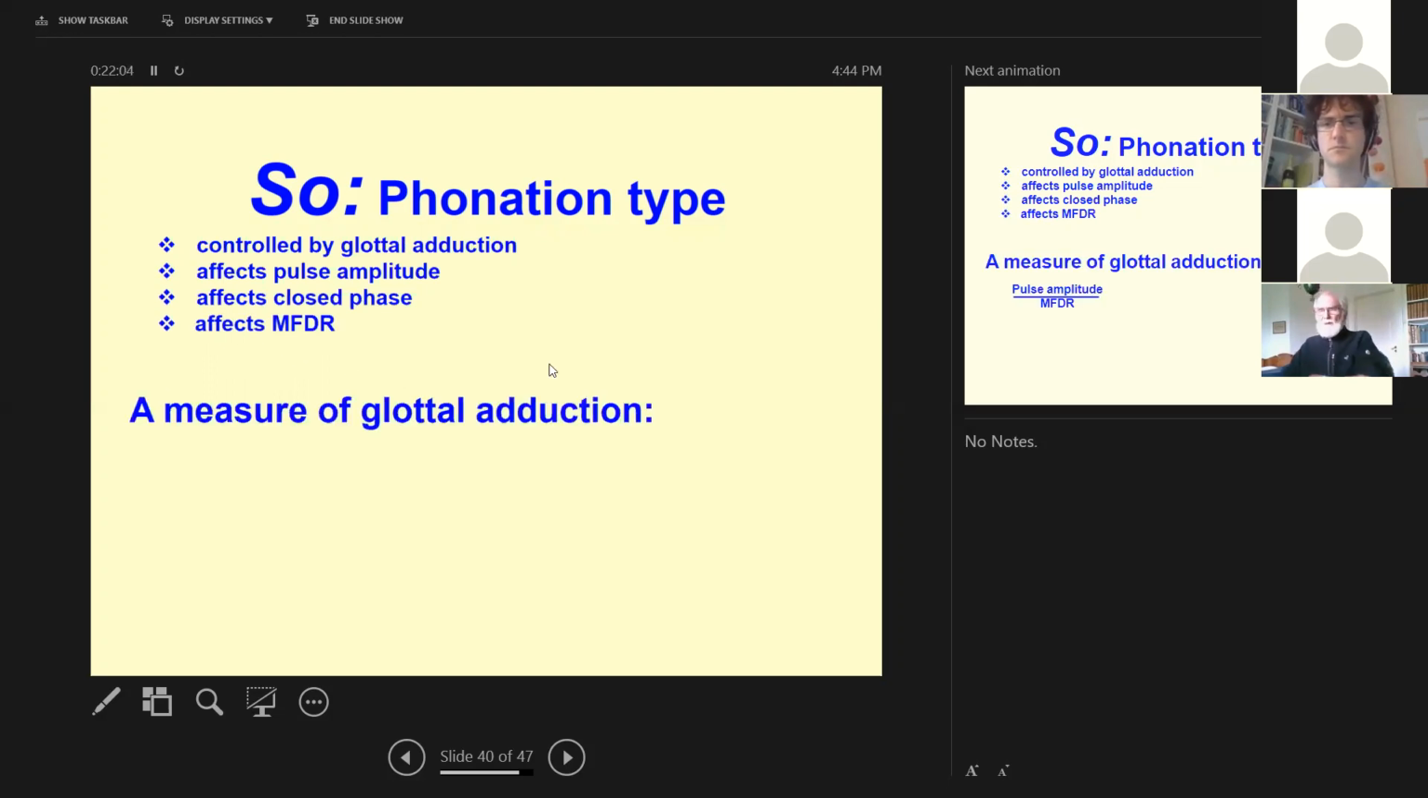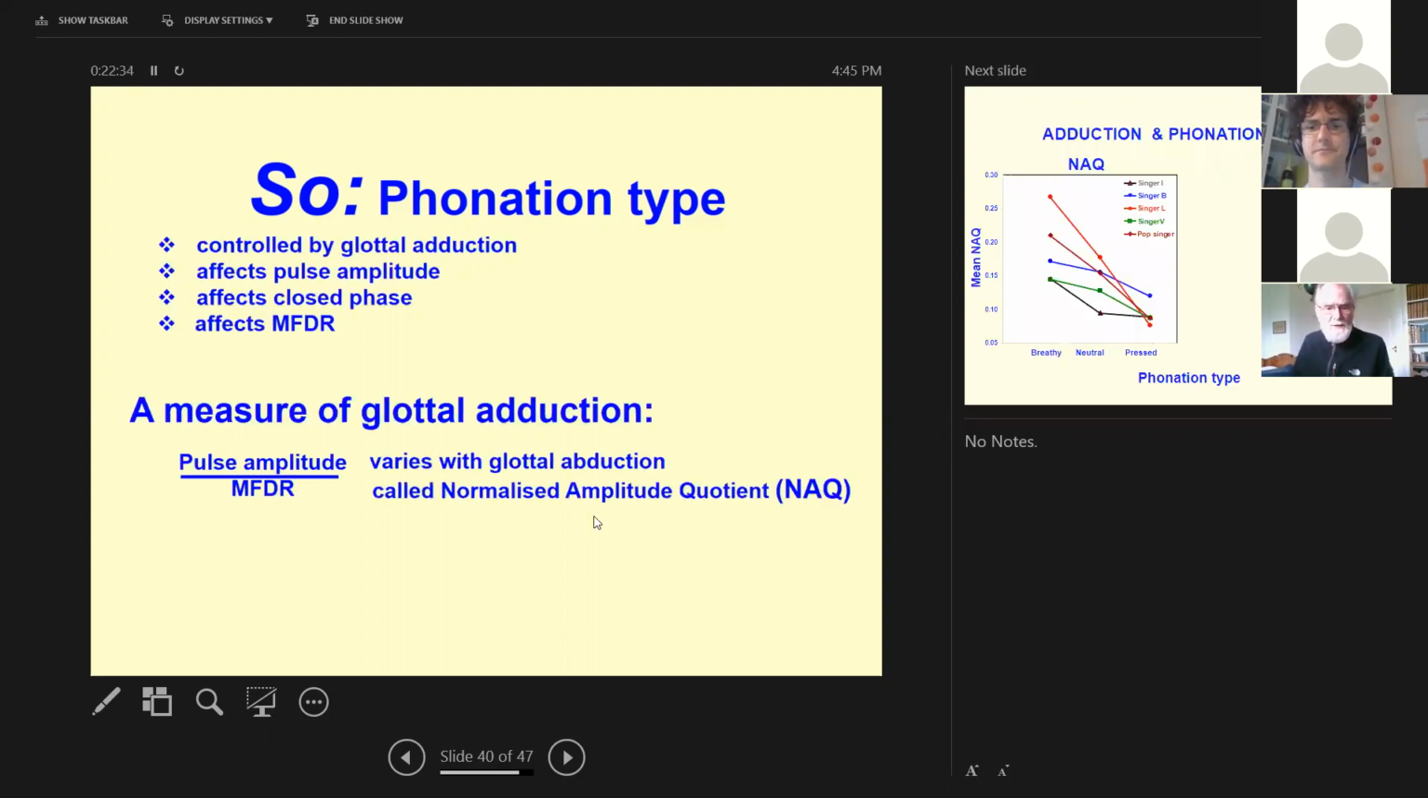So Gunnar Fant and Paavo Alku independently arrived at a fascinating ratio that should provide a measure of glottal adduction, and that is the pulse amplitude divided by the maximum flow declination rate. And as life is short, you need to have some abbreviations. So that ratio is called the NAQ, normalized amplitude quotient. It varies with glottal adduction. We will see how it varies.